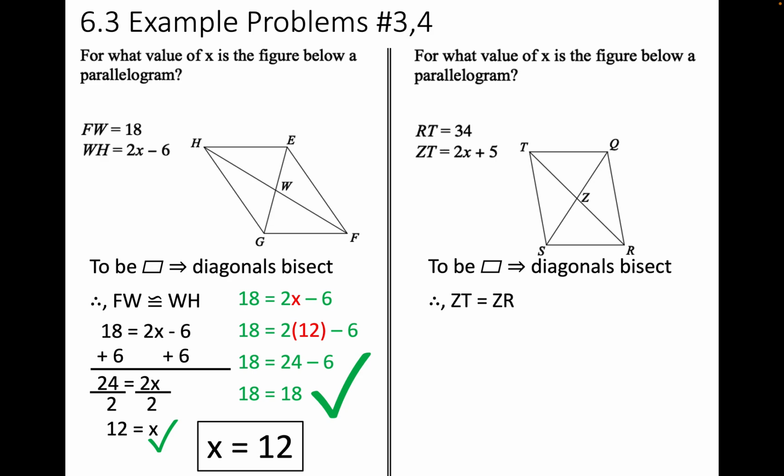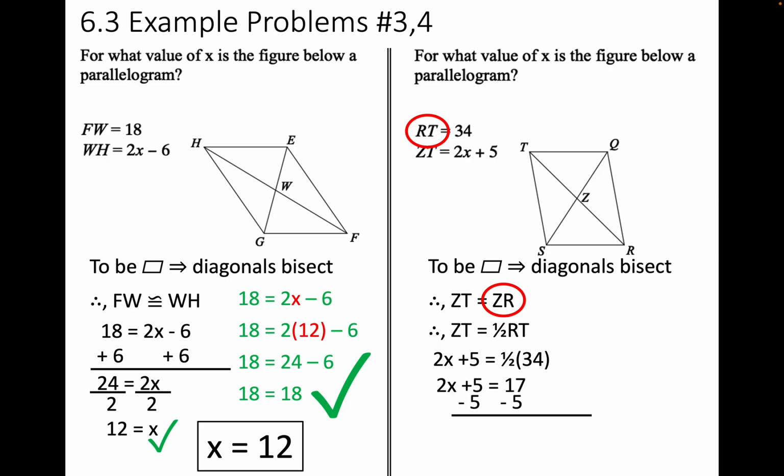So again, ZT must equal ZR, and I don't want ZR, I want RT, so ZT must equal 1/2 of RT. That's what I was saying. RT gets bisected, so ZT must be 1/2 as big as RT. So now I can plug in my values. 2x plus 5 equals 1/2 of 34. So that's 2x plus 5 equals 17. If I subtract 5 from both sides and divide by 2 on both sides, I get x equals 6.